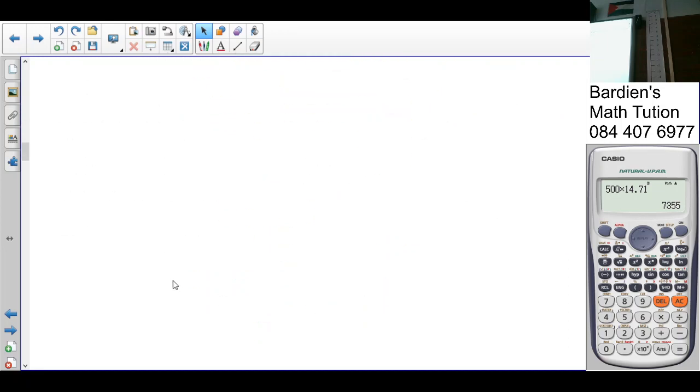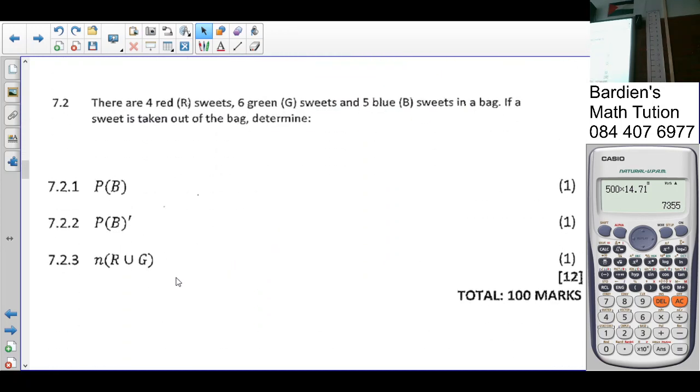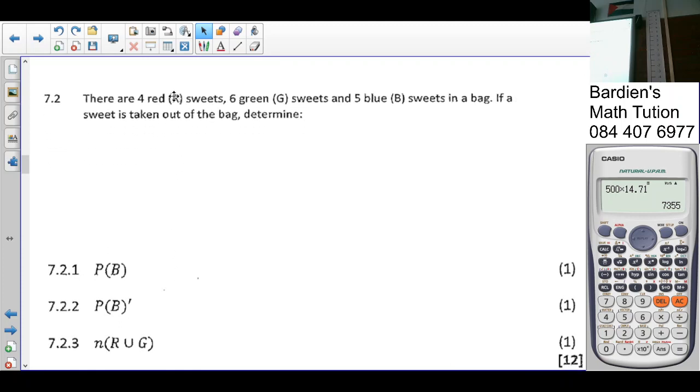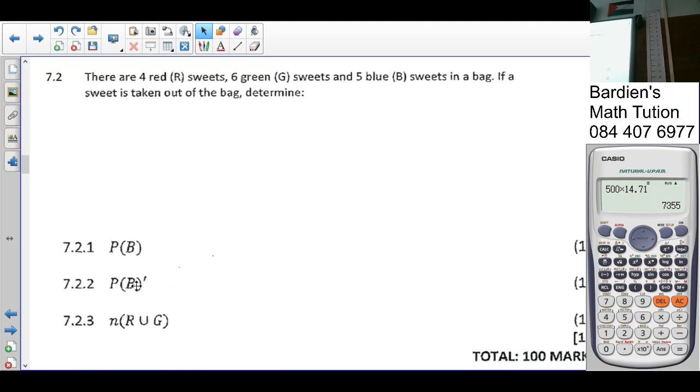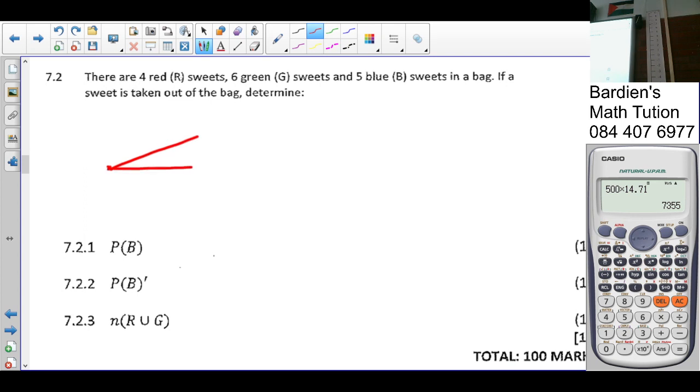Question 7.2. I think that's the last question. Yes? Which also brings us to the end of the lesson almost. There are 4 red sweets, 4 green sweets, and 5 blue sweets in the bag. Okay? So the tree diagram is going to be the better option to draw here. But some of you, I know, you guys got your own trees in your head. So you don't need a tree diagram. Some of you are just smart like that.